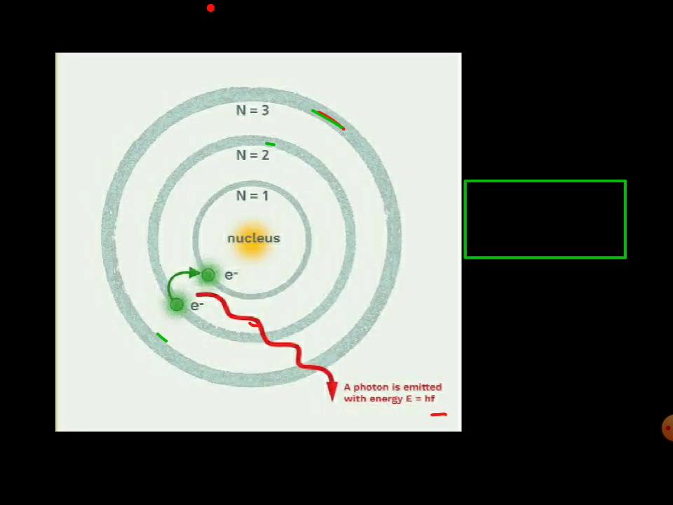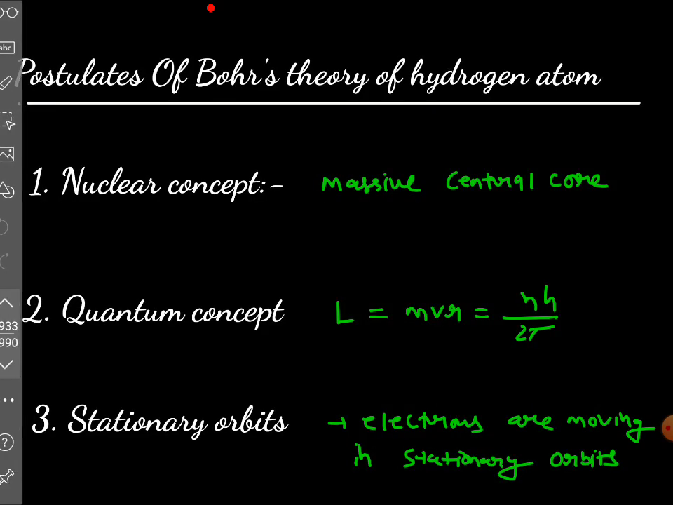According to Bohr, whenever the electron makes a transition from a higher energy level orbit to a lower energy level orbit, it always releases energy. Or if the atom absorbs energy, the electron moves from the lower energy state orbit to the higher energy state orbit. So let's see it in detail.